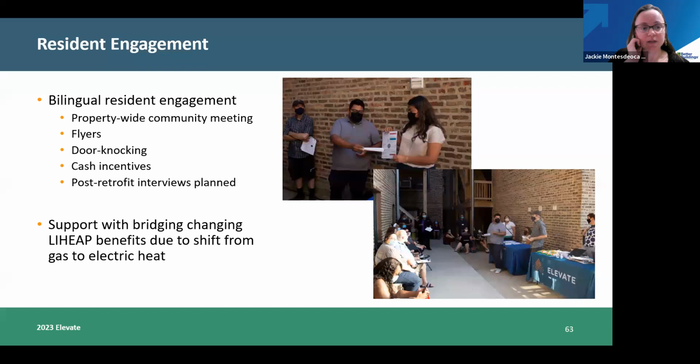A huge piece of this is resident engagement and how we're talking to tenants about what this means, how it affects bills, what changes for them, how comfort will be impacted, and how things will feel for them. As part of getting folks involved, there were incentives in a community meeting, but incentives to get their feedback on surveys, and we'll be doing that in post-retrofit interviews as well. And again, paying attention to some folks were receiving LIHEAP benefits, so we want to make sure they switch from gas to electric heat to still continue to receive those benefits.